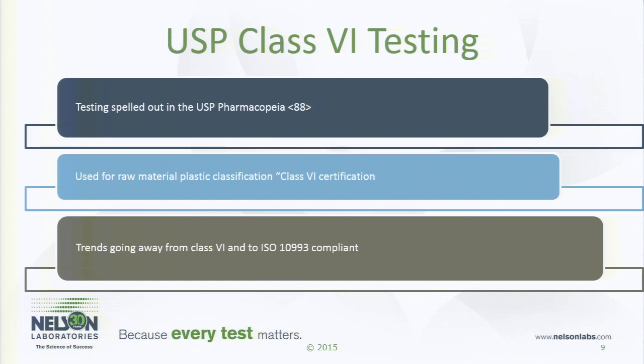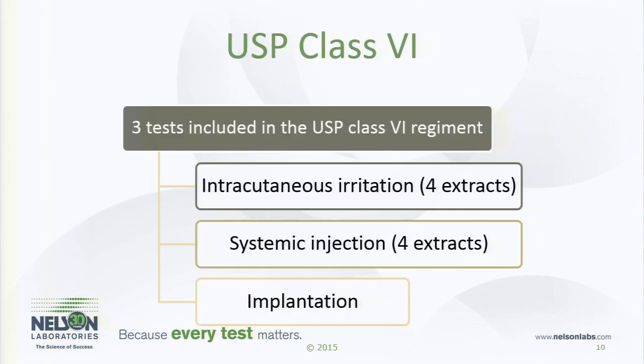This is done in the USP Section 88. It's where you find USP Class 6, and it's really different than the ISO 10993. There are similarities, but there's a big difference. These are the 3 tests included in a USP Class 6 test regimen: the irritation test, the systemic injection, and then a 1-week implant with no histopathology. And that's your USP Class 6.